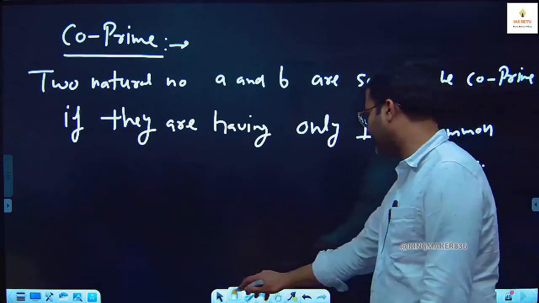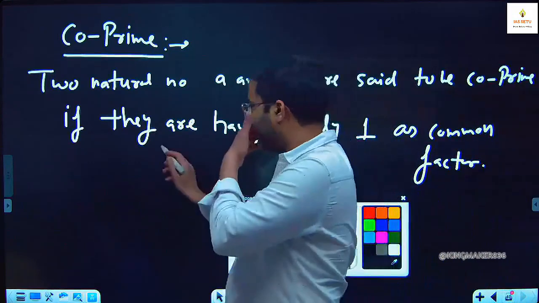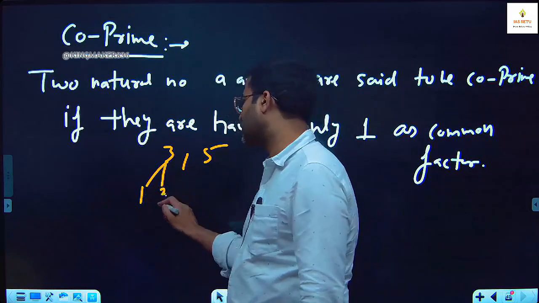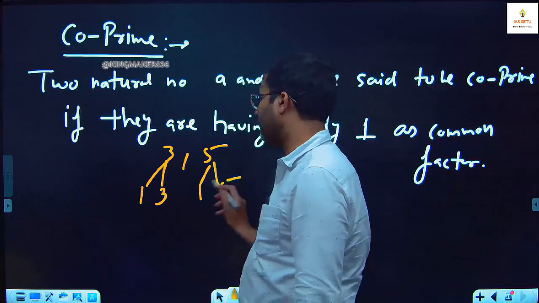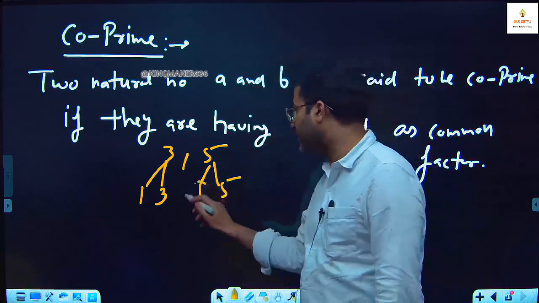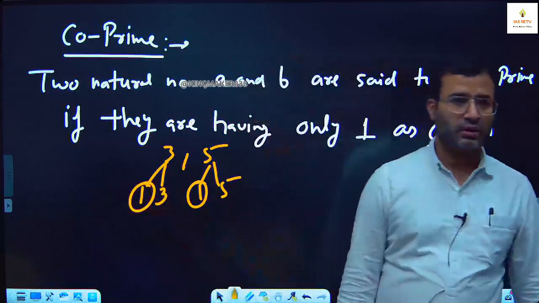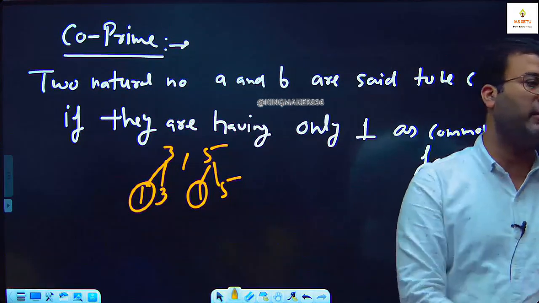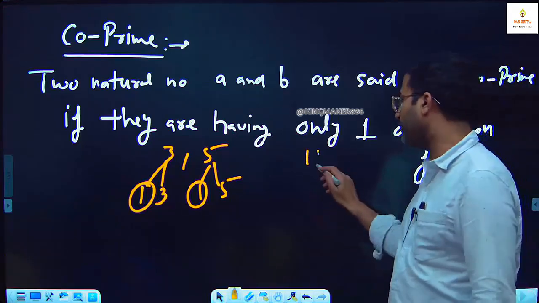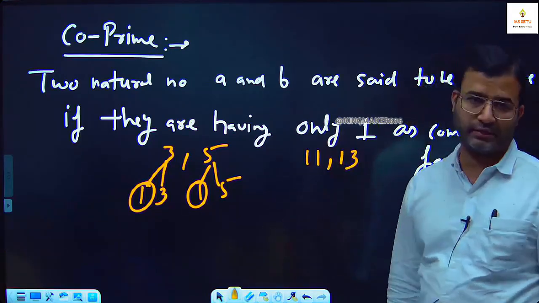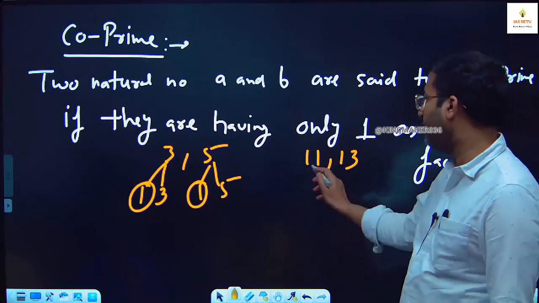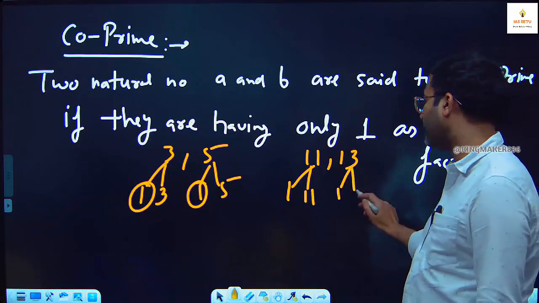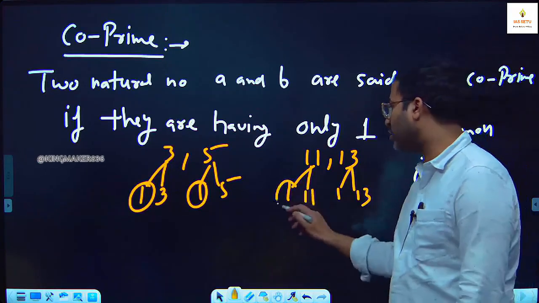आई गिव यू एग्जांपल लाइक 3 and 5. What are the factors of 3? 1 and 3. What are the factors of 5? 1 and 5. Common factor only 1, उनके बीच में सिर्फ कॉमन फैक्टर ओनली वन है, दैट्स व्हाई 3 and 5 आर को-प्राइम. Like I give you one more example, 11 and 13. Factors of 11 are 1 and 11. Factors of 13 are 1 and 13. Common factor only 1.